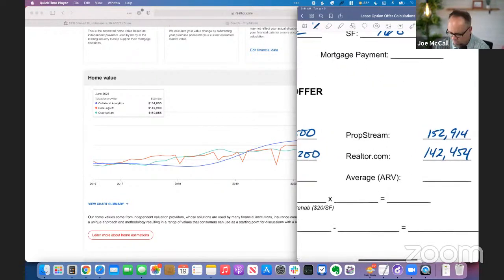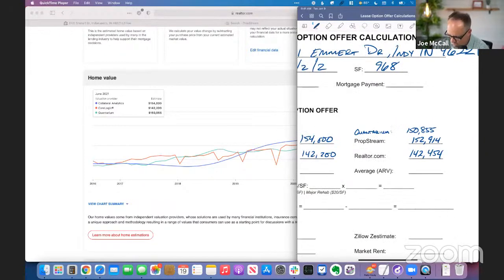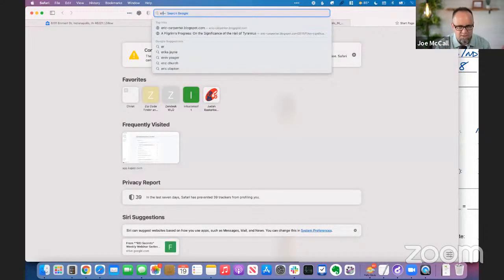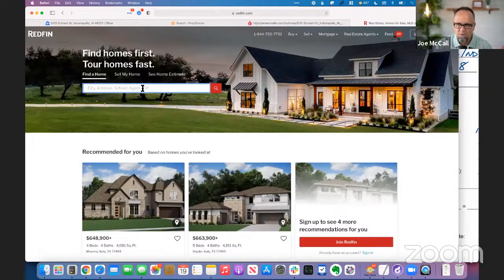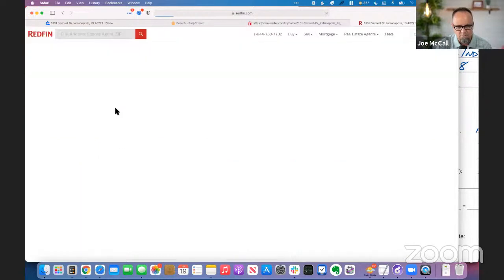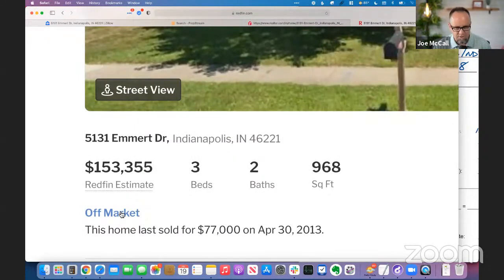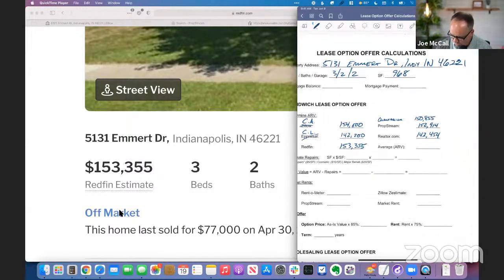Let's just add another one. It's called Quantarium. Says it's worth 150,855. Okay. Cool. Now let's go to Redfin. Let's see what Redfin says. By the way, can a virtual assistant do this for you? Yes, you bet they can. Redfin may not be available in your area, but there you go. Redfin estimate 153,355. Okay.